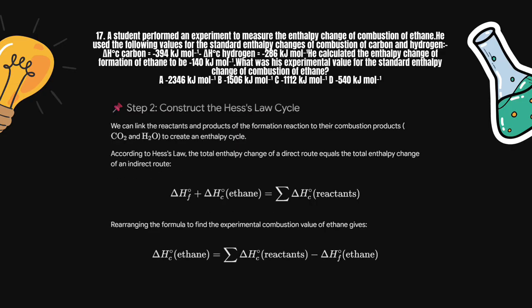Step 2, we need to construct a Hess's law cycle. We can link the reactant and product of our formation reaction to their respective combustion products, which are carbon dioxide and water. According to Hess's law, the total enthalpy change of a direct route equals the total enthalpy change of an indirect route. Rearranging this formula to isolate our target value gives us the enthalpy of combustion of ethane equals the sum of the combustion enthalpies of the reactants minus the enthalpy of formation of ethane.